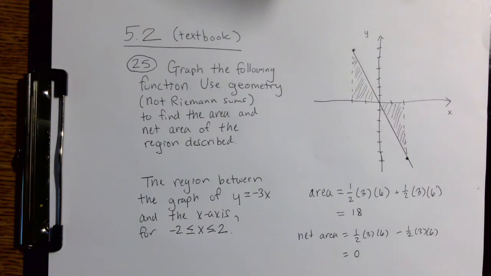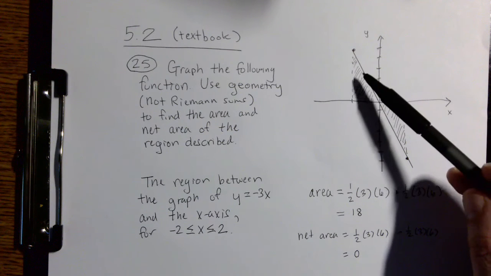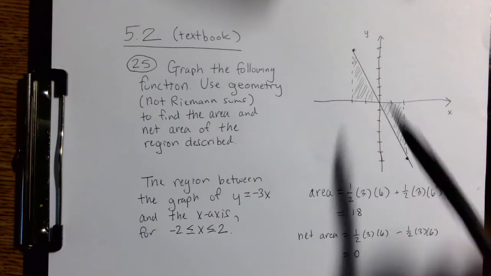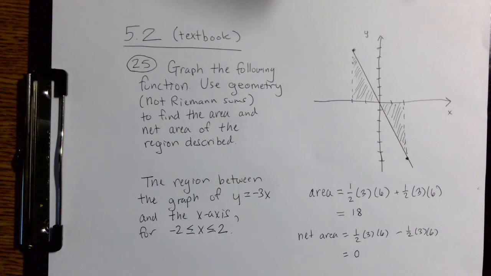So we sketch this. Once we have a graph, then we can see that the region that's being described is made up of these two triangular pieces. One above the x-axis, one below the x-axis. And so we're asked to calculate the area. When we calculate area, we're just counting all of that shaded territory there as positive. So we simply calculate the area of those two triangles, add them up, and we get 18.